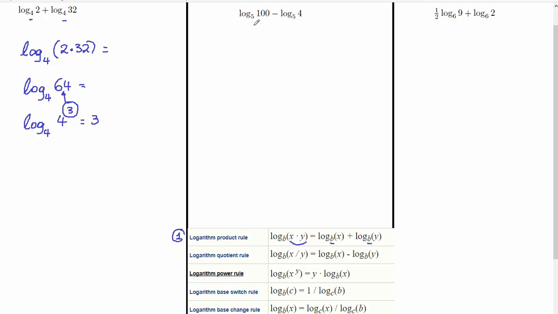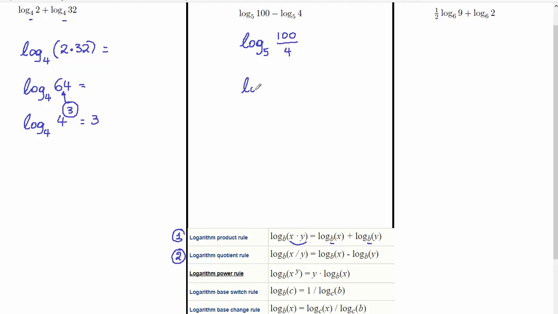Let's look at the second example. I have the log of 100 with base 5 and the log of 4 with base 5. Now in this case, the property that helps me is the second one. As you can see, if you have two logarithms with the same base and you subtract the one from the other, then this is going to be equal to the logarithm of their quotient. So I can rewrite this expression as one logarithm of the quotient of 100 over 4.